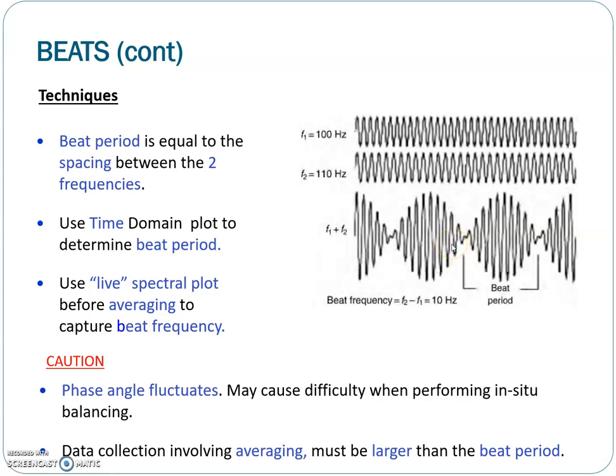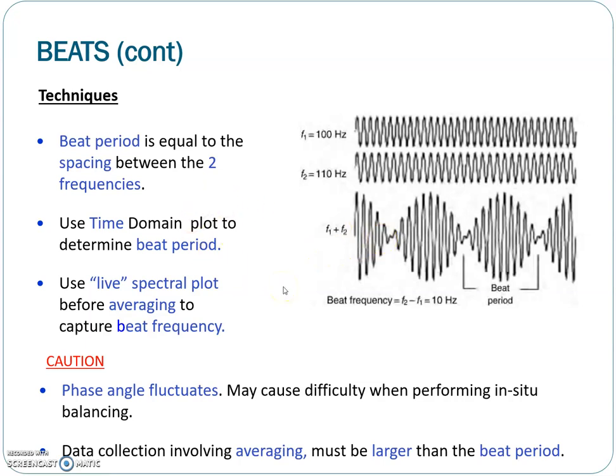In the time domain plot, the vibration will go maximum and minimum over time. The period between two successive maximum amplitudes or minimum amplitudes is called the beat period. It is equal to the spacing between the two frequencies. For example, a 99.5 Hz and a 100 Hz vibration come together. The beat period is 1 over 0.5 Hz, or 2 seconds. It means the vibration will go maximum, minimum, and then maximum in 2 seconds.